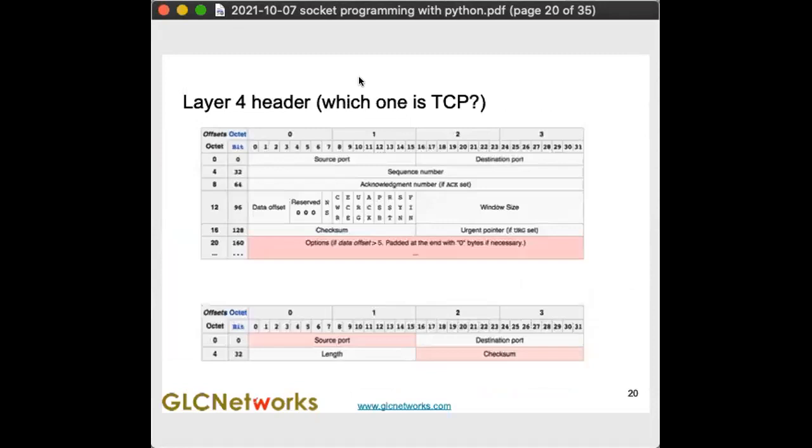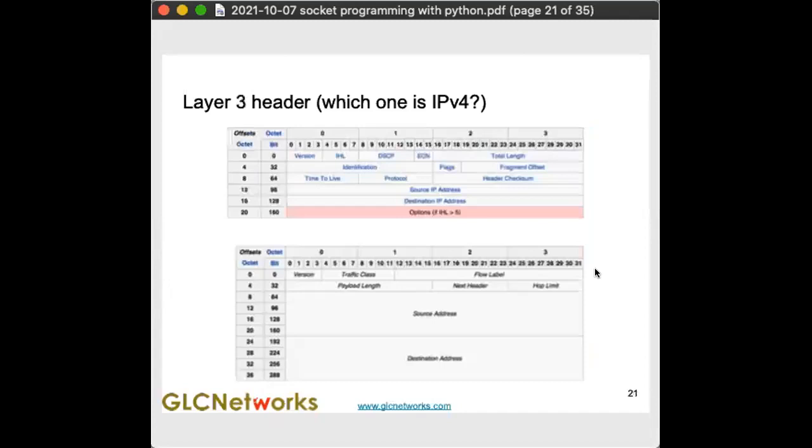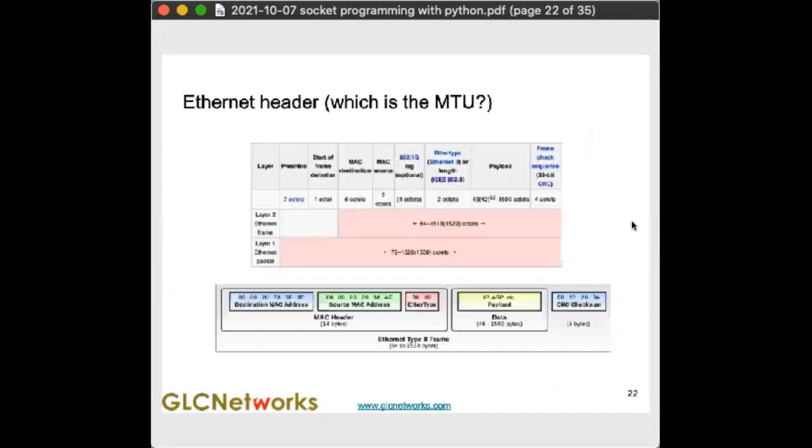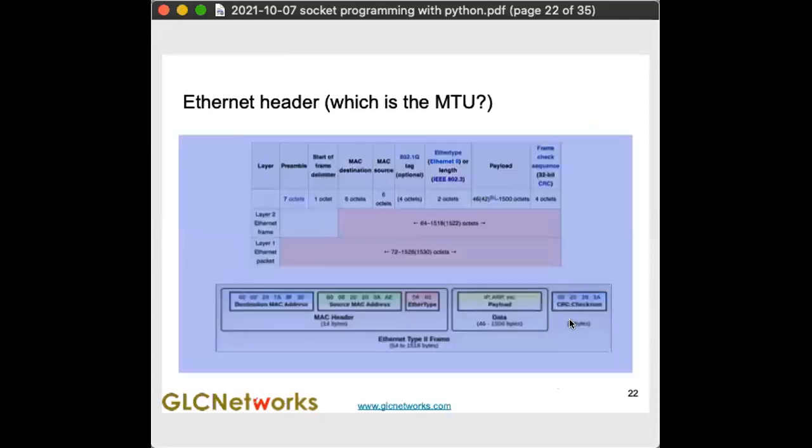We have TCP over here, and then we have UDP over here. And then on layer 3, we have two options: either you use IPv4 or IPv6. And then on layer 2, we have Ethernet. This is how the Ethernet header looks.